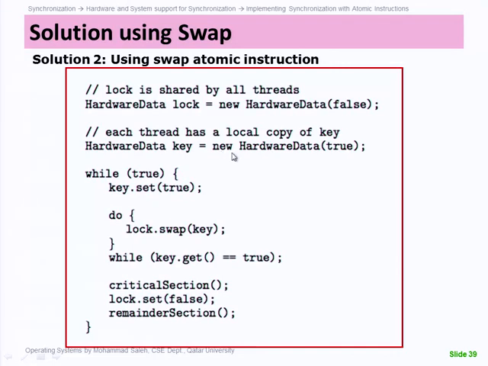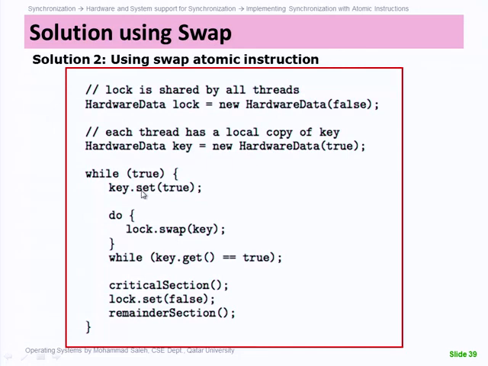So here, locally, this worker defined a hardware object and passed it to the constructor, which means the value is true. That object name is key. Key why? Because you're going to use it to swap with the lock. So it's your mechanism of locking and unlocking the lock in this case.